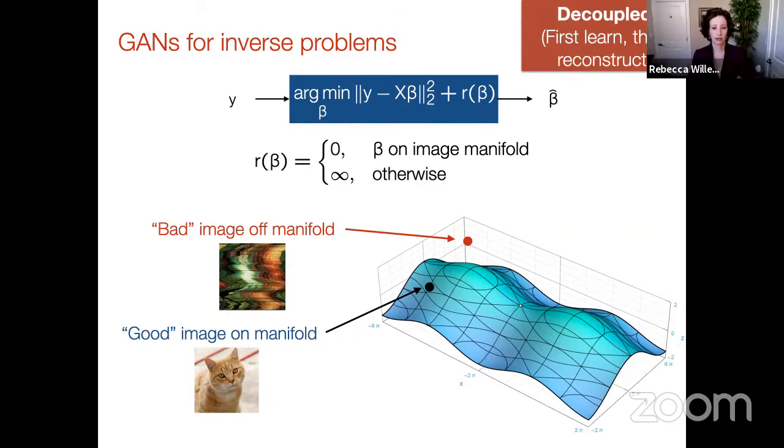So what I wanted to say is there are ways how people train regularizers that are actually taking the forward operator into account.